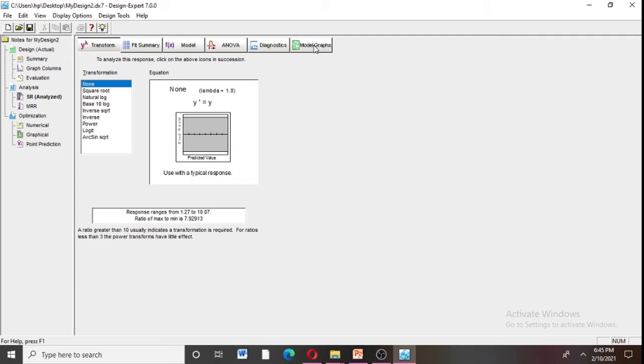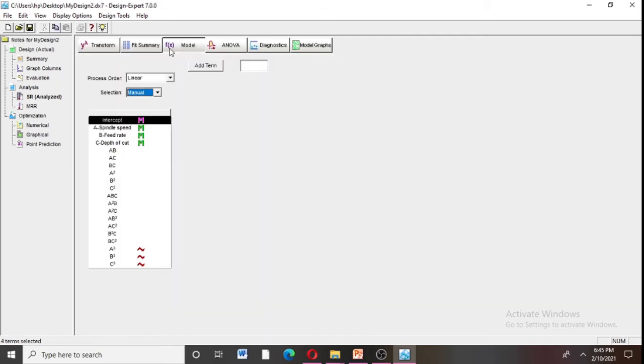Likewise, a lot of pull down menu bars are available. You won't consider fit summary under the FFX model. You consider the FFX model. From this, you can increase the interaction effects. First one is intercept, A spindle speed, feed rate, depth of cut.